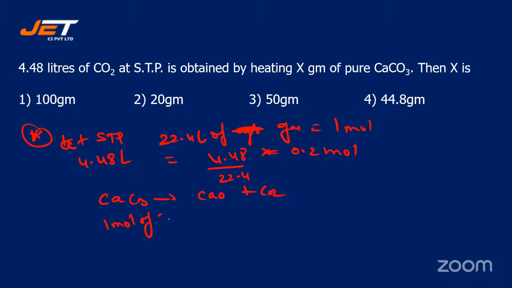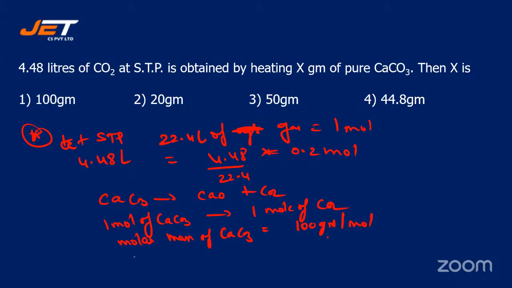So 1 mole of calcium carbonate will give 1 mole of carbon dioxide. The molar mass of calcium carbonate is equal to 100 gram per mole. If you calculate, you will get the answer as 100 grams.